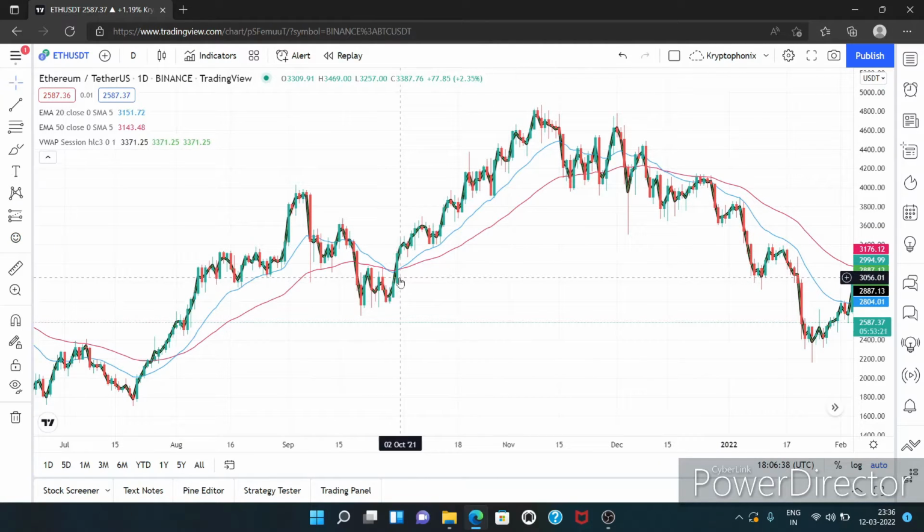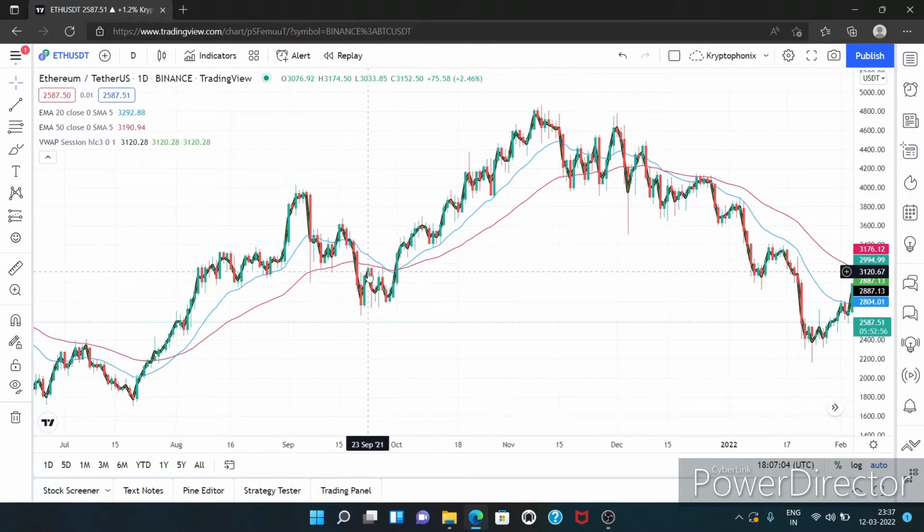At this point over here, a crossover was formed where the 20 EMA moved above the 50 EMA, a bullish crossover, and the price was above the VWAP level. This being a bullish crossover and a signal to buy gave us a very good up move, where the exit point was around here, this point.